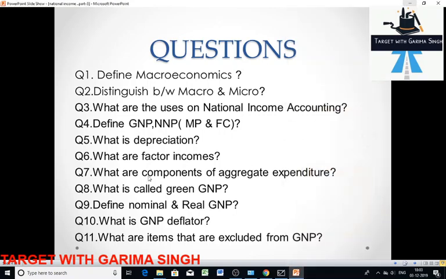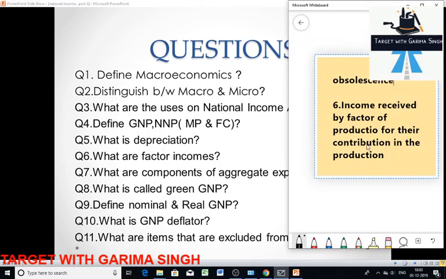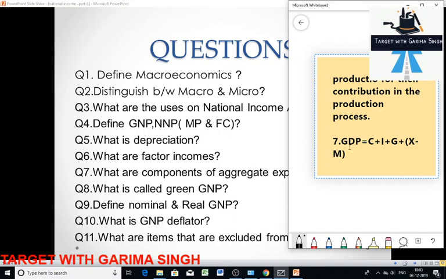Next question is, what are the components of aggregate expenditure? I have written it in symbolic form. Here it is. GDP: how do we calculate national income through the expenditure method? C plus I plus G plus (X minus M), where C is private consumption expenditure by households, I is investment expenditure, G stands for government purchase of goods and services, and the bracket is exports minus imports. So this is symbolically mentioned here, the components of aggregate expenditure.